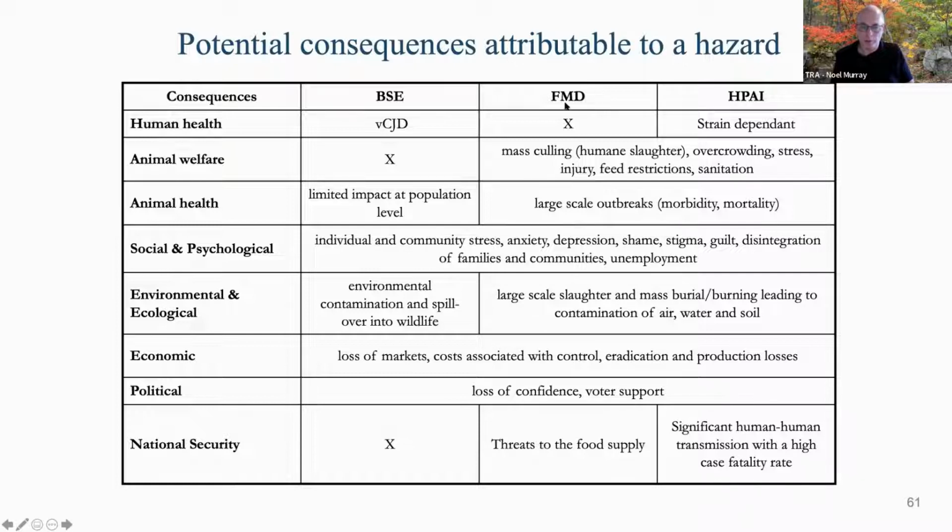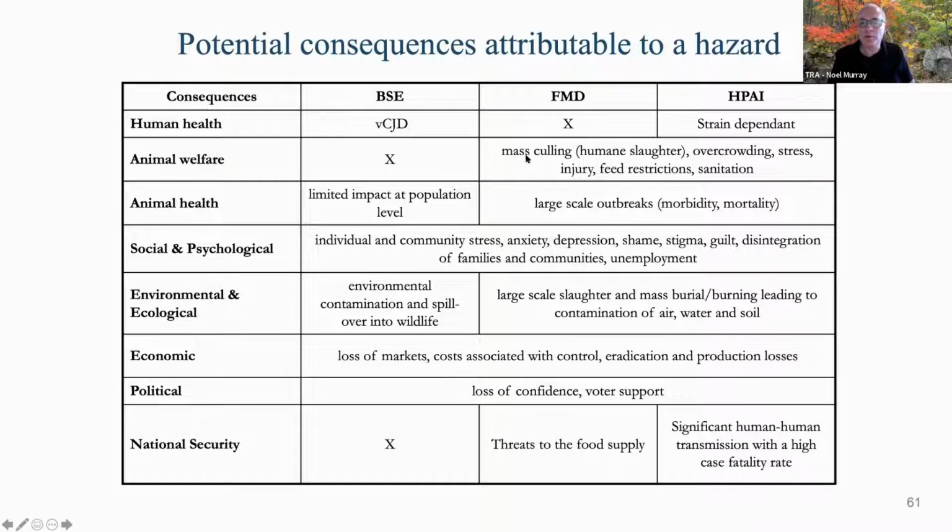There are no human health implications associated with foot and mouth disease. And for HPAI, it's going to depend on the strain. In terms of animal welfare for BSE, there's really no general animal welfare considerations. If it wasn't a zoonotic disease, then I don't think we'd be really concerned about it, because at a population level, within the cattle population, it really does have minimal impact.